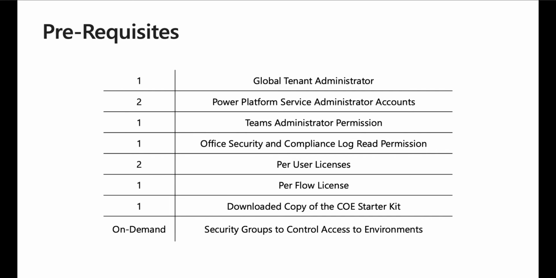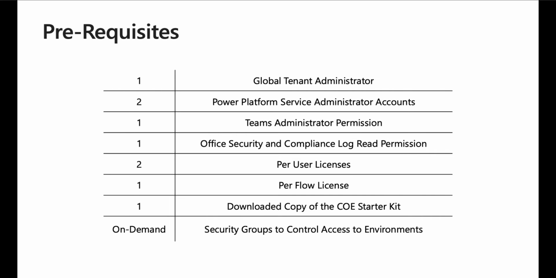But for that, you'll want Office Security and Compliance log read permissions to set up audit logs, which will give an administrator information on how apps and flows are being built and consumed by your users. Then we also recommend at least 2 per user licenses, because these licenses give you full access to the Power Platform and are essential to setting up the Center of Excellence Starter Kit.